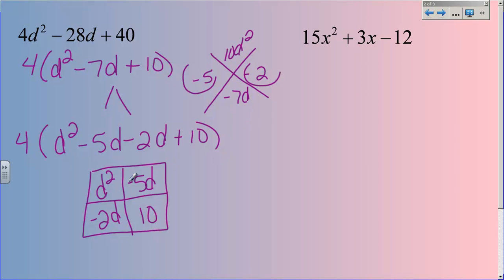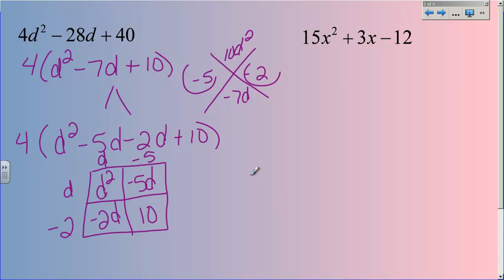Greatest common factor for the top row is d. For the bottom row, it's going to be a negative 2, and the reason it's negative is because the first number in the box was negative. Greatest common factor for this column is just d. And for the second column it's going to be negative 5 for the same reason. The first number in the column was negative.